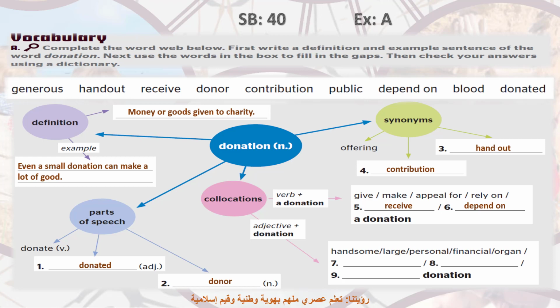But what about adjectives that go with the word donation? Here are some examples, and you have to fill in the spaces 7, 8, and 9. Handsome donation, large donation, personal donation, financial donation, organ donation. So what are the missing words in 7, 8, and 9? Yes, 7, generous. 8, public. 9, blood. So we can say generous donation, public donation, and blood donation. التبرع بالدم.